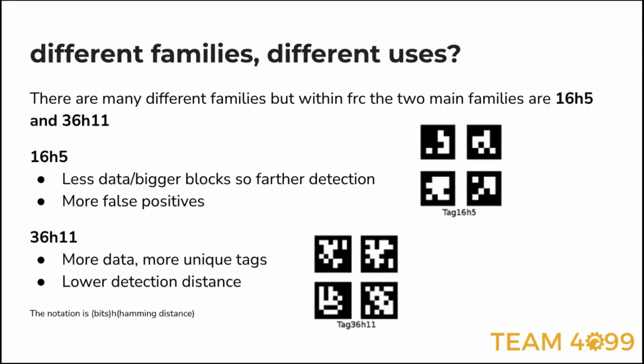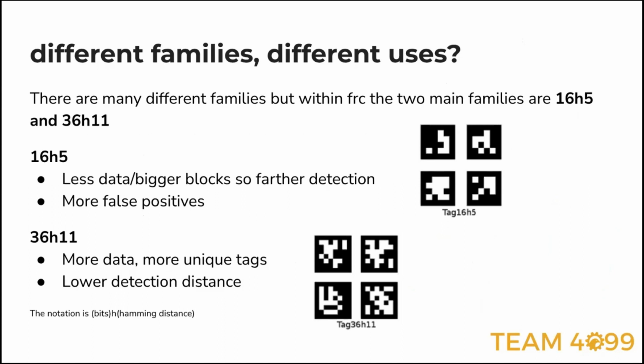Okay. So another thing you need to know is there's different families of Apriltags. If you just search up an Apriltag, you'll get a lot of different things like 36H11 or 16H5, or even circled Apriltags or Ruco tags. And it's really important to understand what are the different families and the different uses between them.